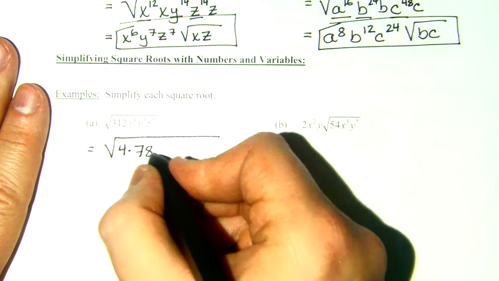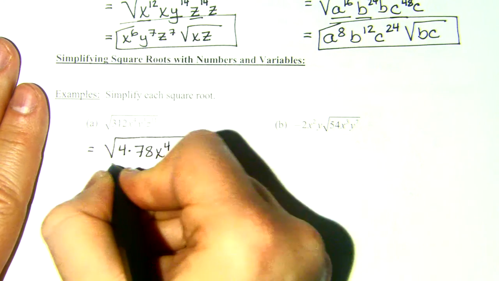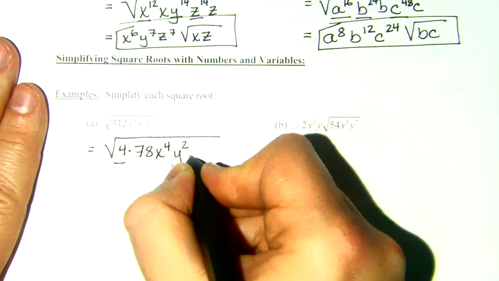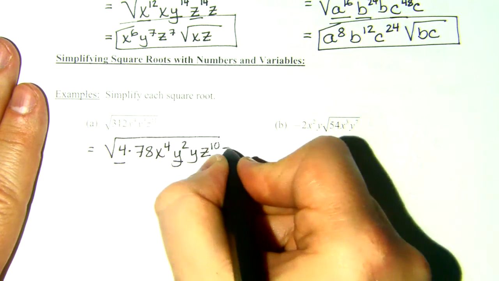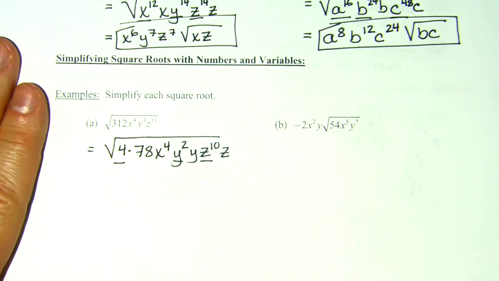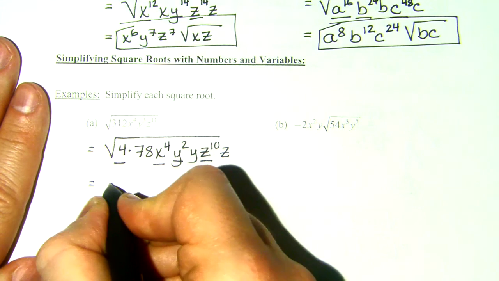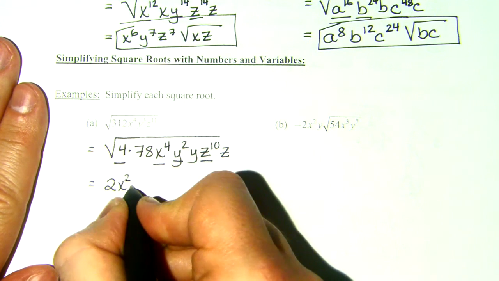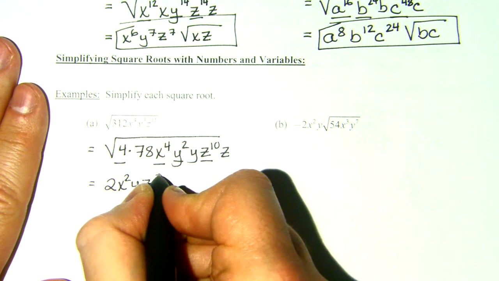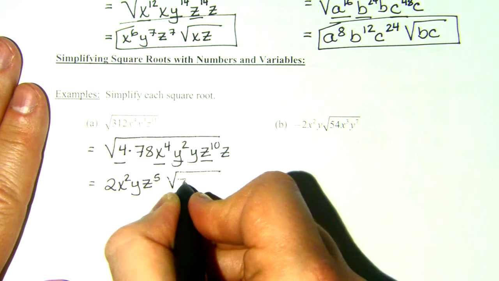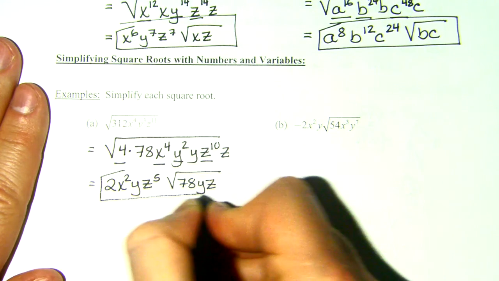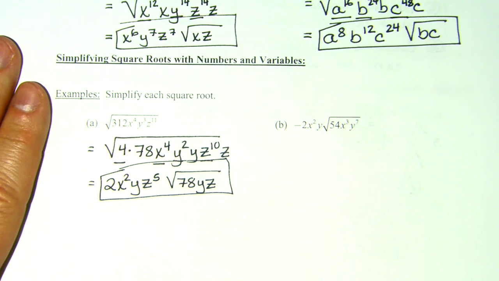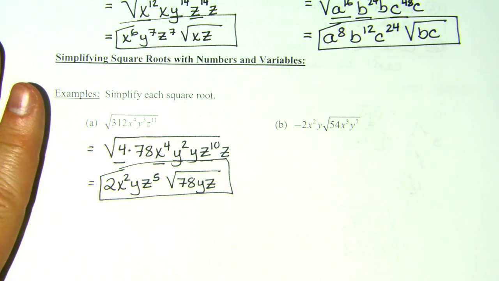I'm going to get 4 times 78, x to the 4th. Y cubed I'll write as y squared times y. Z to the 11th, I'll say z to the 10th times z. I'm going to underline the things I can take the square root of just so I don't lose them. I'm going to take my square roots. I'm going to get a 2 out front, x squared, y, z to the 5th. Inside my root, I've got a 78, y, z. And that's all we're going to do there.